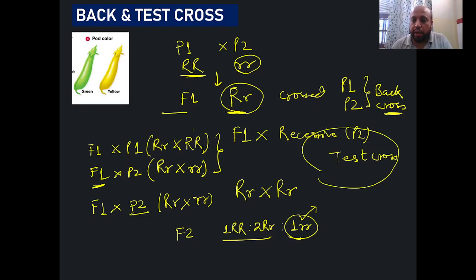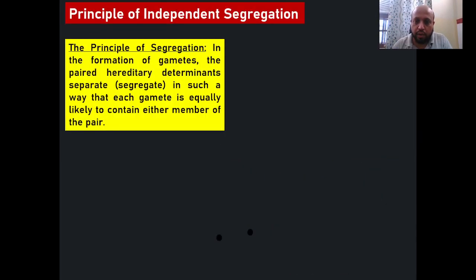Okay, so if I have to define the principle of segregation, I will show you in the slide: in the formation of the gametes, the paired hereditary determinants separate and segregate in such a way that each gamete is equally likely to contain either member of the pair.